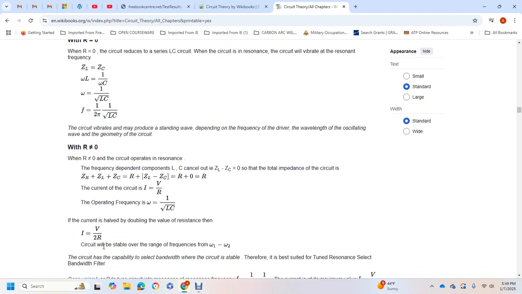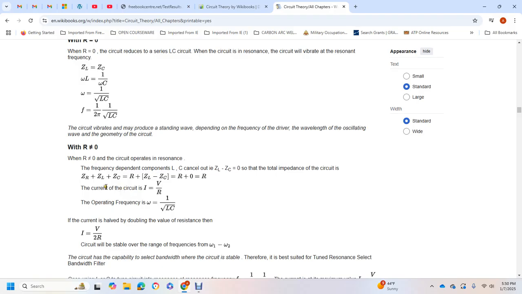When resistance is not equal to 0, the circuit operates at a resonant frequency depending on the inductance and the capacitance. For the total impedance of the circuit, we add the impedance of the resistance, the impedance of the inductance, and the impedance of the capacitance. At resonance, the inductor and capacitor impedances cancel, so the total impedance equals the resistance R plus 0, equal to R.